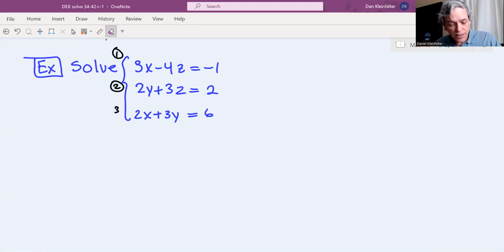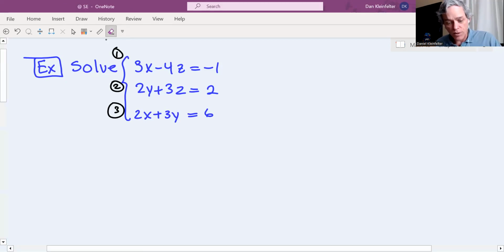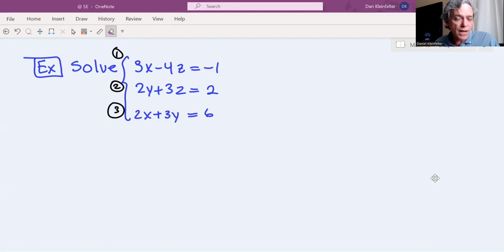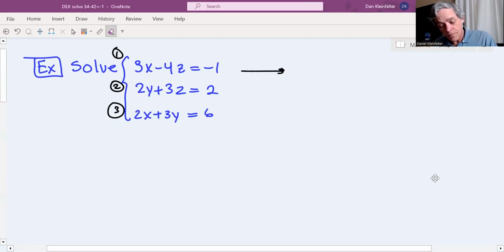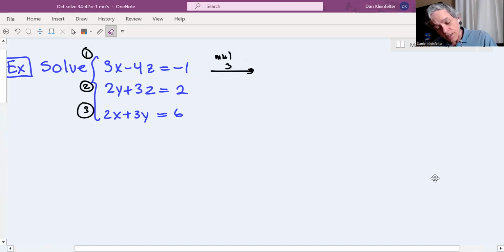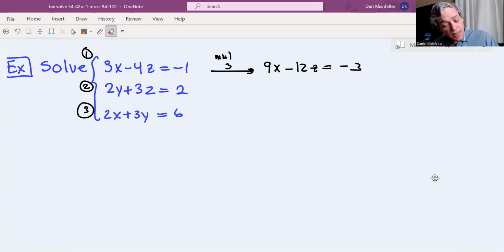Okay, so I'm going to number the equations as before so that we can refer to them. I can see that the coefficients of z are already opposites of one another. So I'm going to scale them to be 12z and -12z so that the z terms will go away. The first one, I'm going to multiply by 3. And this will give us 9x minus 12z equal to -3. The second one, we're going to multiply by 4. That will give us 8y plus 12z, and that's equal to 8. And then the last equation, nothing is happening.